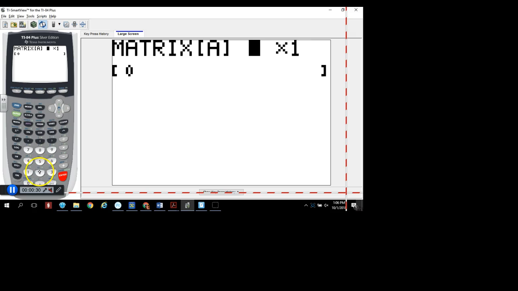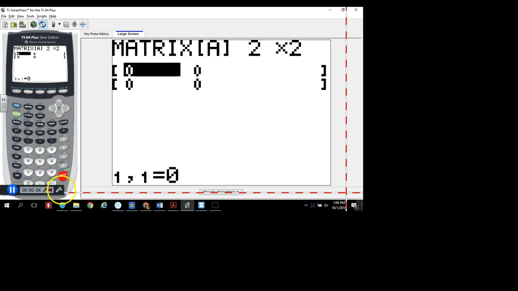This is where you enter your dimensions of whatever matrix you're doing. And so right here, I'm going to do a 2 by 2 matrix. So I entered 2 by 2, and then I can put the matrix in here. Let's just do 1, 2, 3, and 4, for example. Okay. So now it has everything in there.